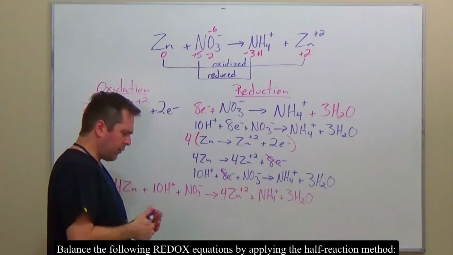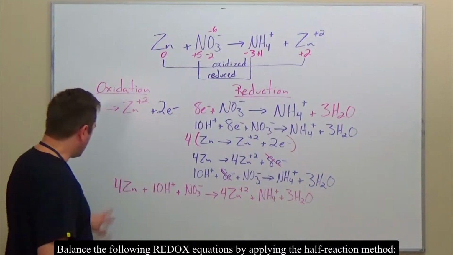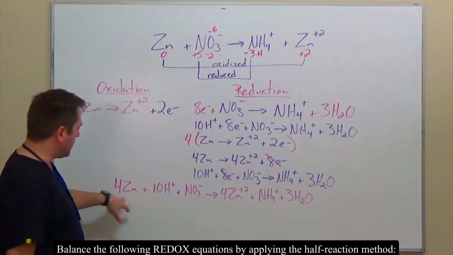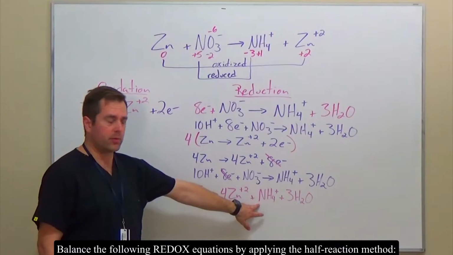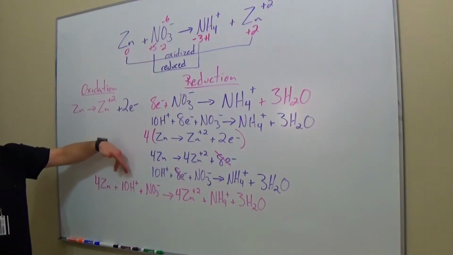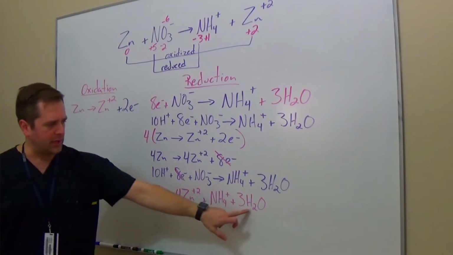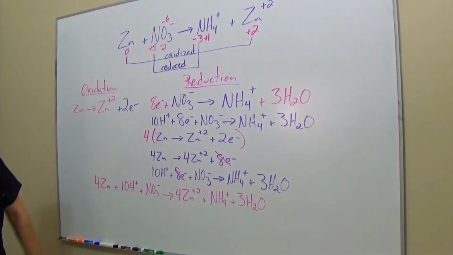Making sure that we've obeyed the law of conservation of matter. And so we have 4 zinc on the left, 4 zinc on the right. Now for the nonmetals. 1 nitrogen on the left, 1 nitrogen here on the right. And now for the hydrogens, we have 10 here on the left side. And then notice we have 2 times 3 is 6, plus 4 is 10. Hydrogens are taken care of.